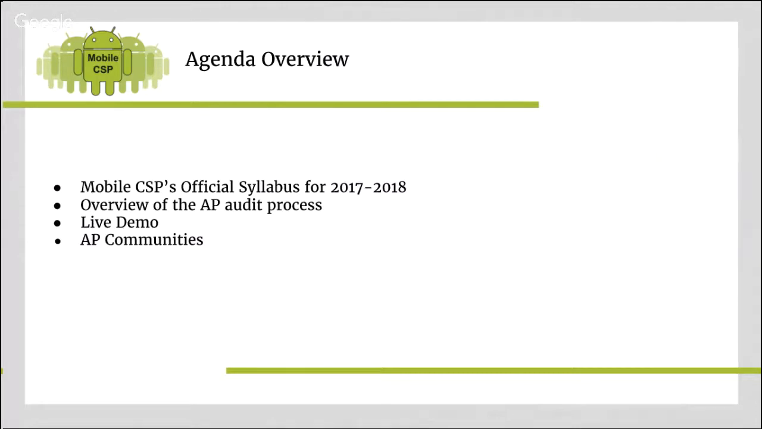Last year we had done screenshots, and for some that worked, but for others it would be better to have that live continuous showing of what's happening. So we're going to do that, and when we get to that part, you're welcome to join in and do it at the same time, or you can hold off and do it later. And then I'm going to wrap up by talking about what the AP communities are and how those can benefit you during the academic year, in addition to the Mobile CSP community and support system that you will have as well.